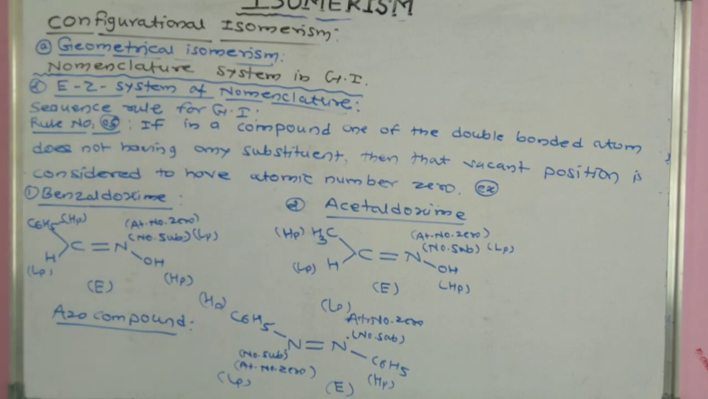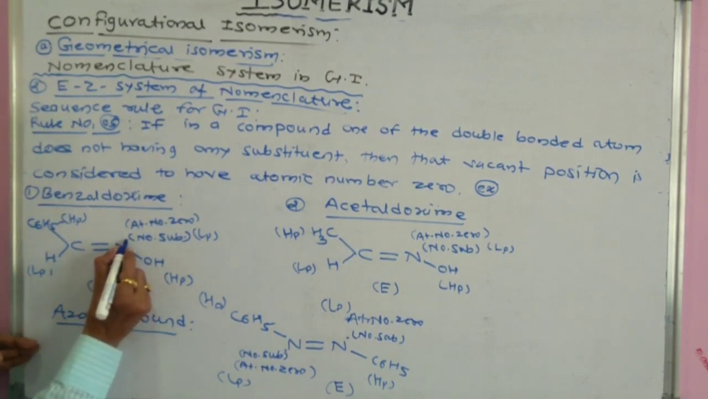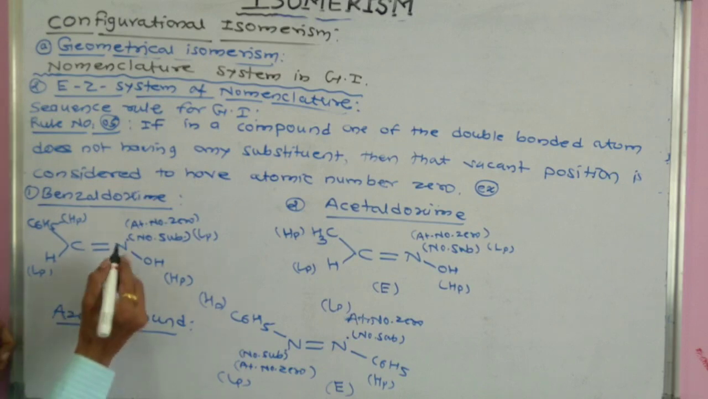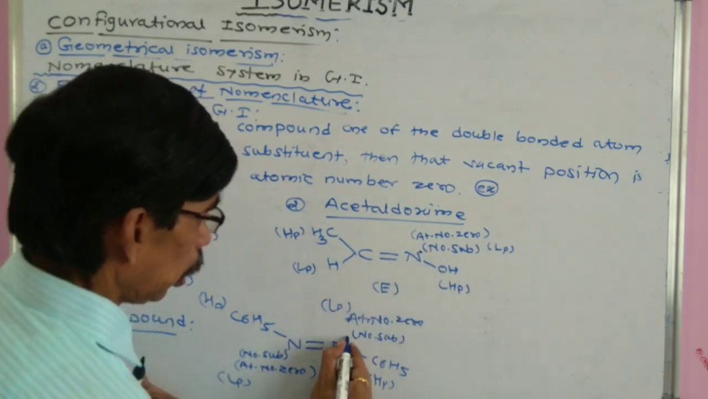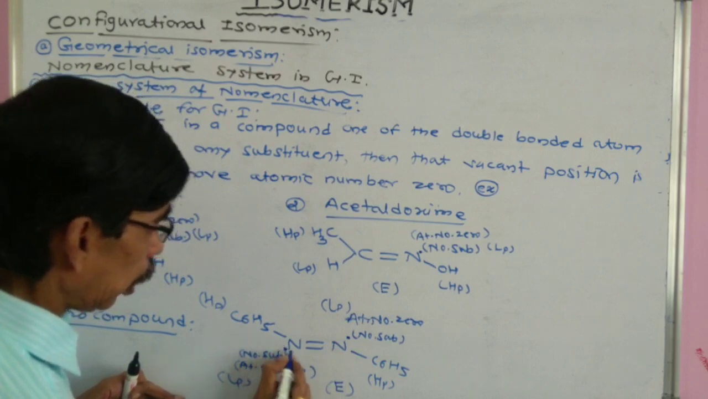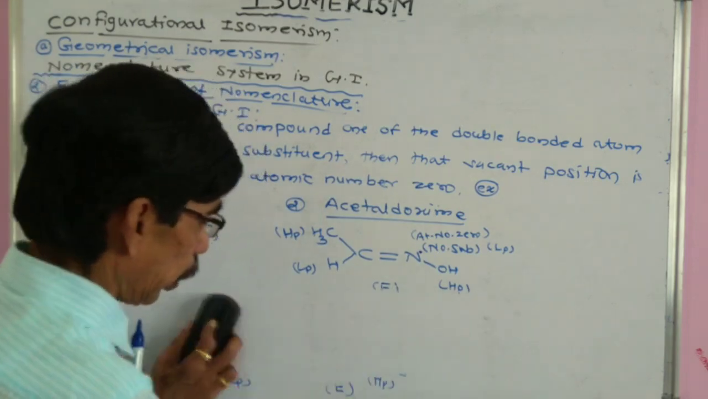So this is the fifth rule. If in a compound one of the double bonded atoms does not have any substituent, then that vacant position is considered to have atomic number 0. Now in this example, this is the vacant position, this is the vacant position, this is the vacant position. So the vacant position is considered to have atomic number 0. Therefore it has the lower priority.